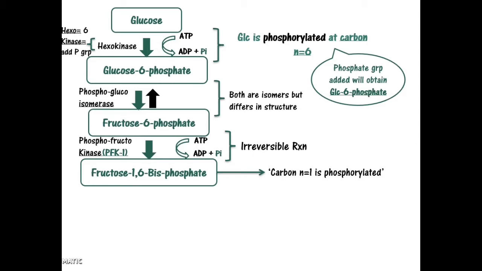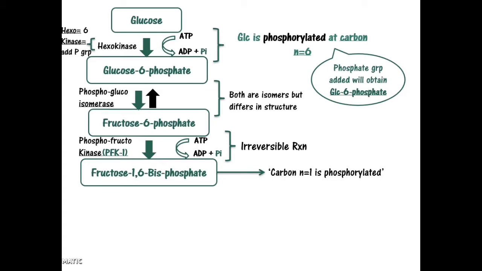Don't forget that this stage is an irreversible reaction, which means if we want to convert fructose 1,6-bisphosphate again into fructose 6-phosphate, this conversion couldn't be catalyzed by the same enzyme PFK1, where here we need another enzyme. Why did I mention that? Because if we want to reverse fructose 6-phosphate again into its isomer glucose 6-phosphate, this conversion could be catalyzed by phosphoglucoisomerase, the same enzyme.